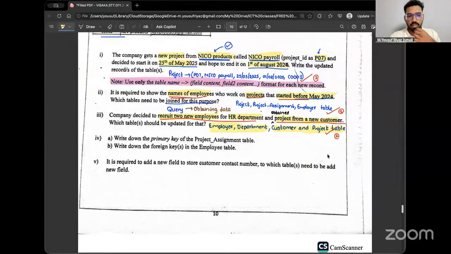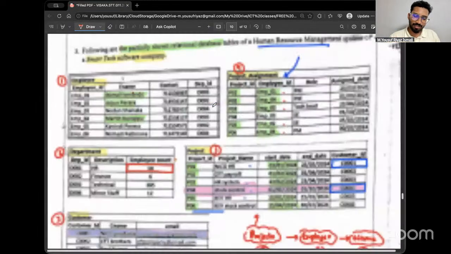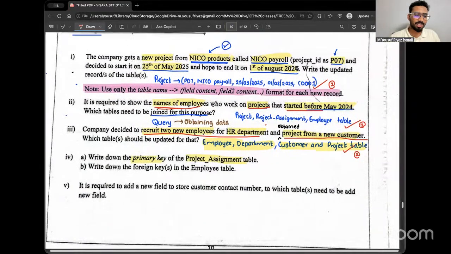Okay, next. I'll tell later. Write down the primary key of the project assignment table. Tell me, what is the purpose of a primary key? If you have a primary key, what do you think its purpose would be? Let's say in a table, if you have a primary key, what is its purpose? Why do we need this thing called a primary key?